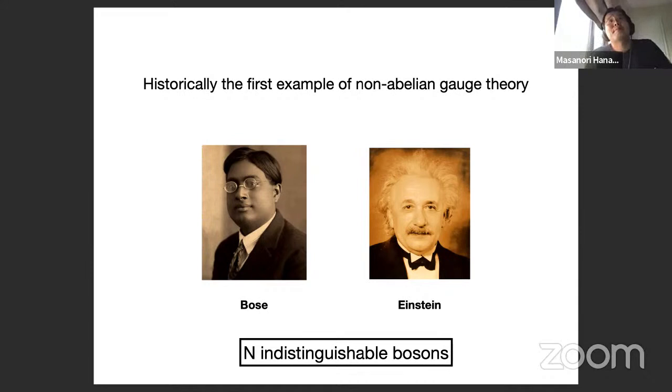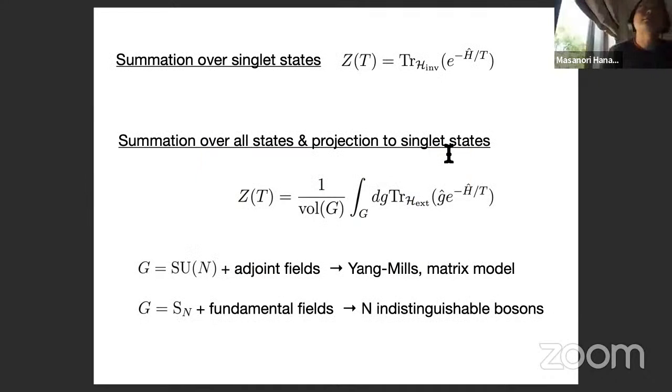To understand that, we have to understand how the partition function of a gauge theory can be expressed in terms of Hilbert space. So let's consider the finite temperature partition function. Then we take the trace of exponential minus Hamiltonian over T. Typically we have a trace over the gauge invariant Hilbert space, because we say that physical states are gauge invariant. But actually there is an equivalent way of expressing this partition function using an extended Hilbert space, which contains gauge non-invariant states.